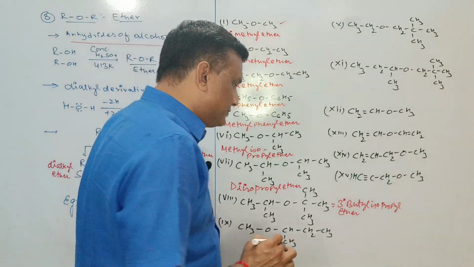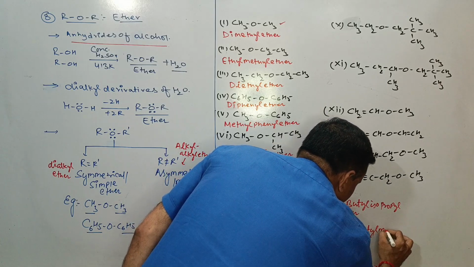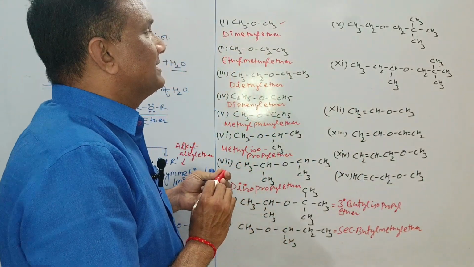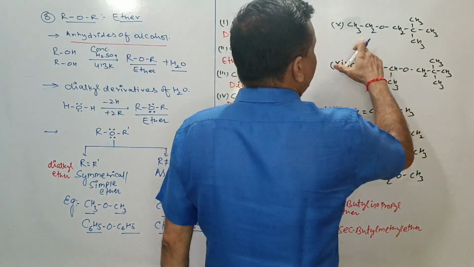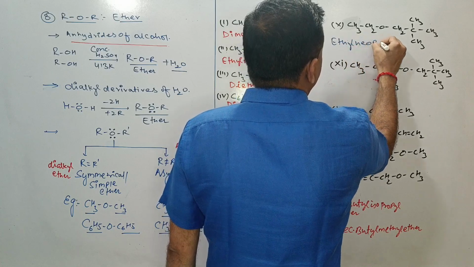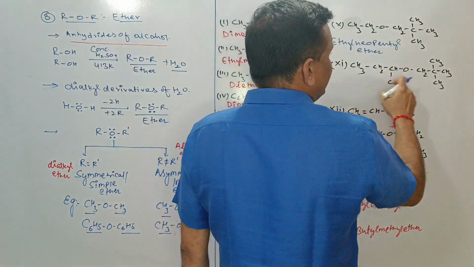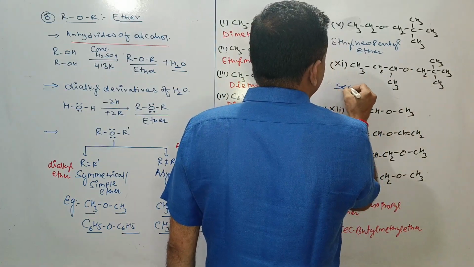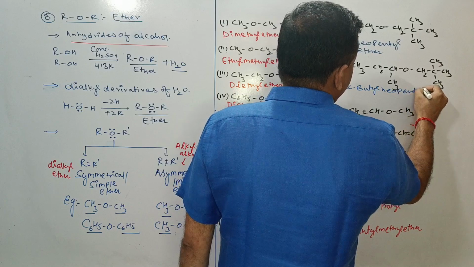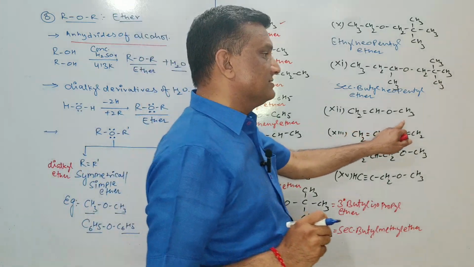This is the methyl and secondary butyl. So secondary butyl will be more prior. Secondary butyl methyl ether, the name of the compound. If we go with these, then these are your ethyl and this is the neopentyl. So the name will be ethyl neopentyl ether. For this, it is your secondary butyl, this is the neopentyl, so secondary butyl or 2-degree butyl neopentyl ether.